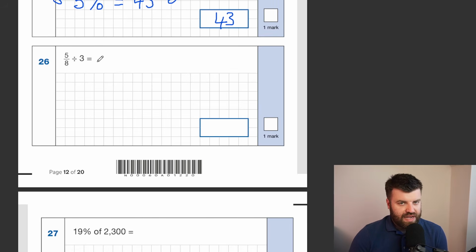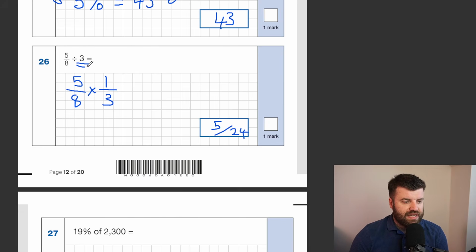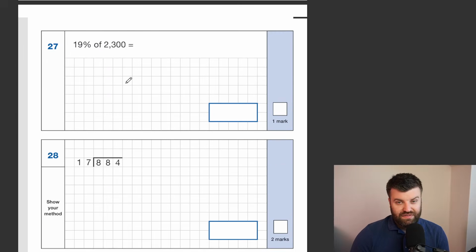5/8 divided by 3. Now, if we're dividing by an integer, which we often get when we get fractions, we can actually have 5/8, keep that the same. We can flip 3 to be 1 out of 3 and multiply them together like this. So 5 times 1 is 5 for the numerator. Denominator is 8 times 3. It becomes 5 out of 24. If you think about it, this makes sense because dividing by 3 means we're getting smaller, and 5/24 is 3 times smaller than 5/8. So well done if you remember that method.